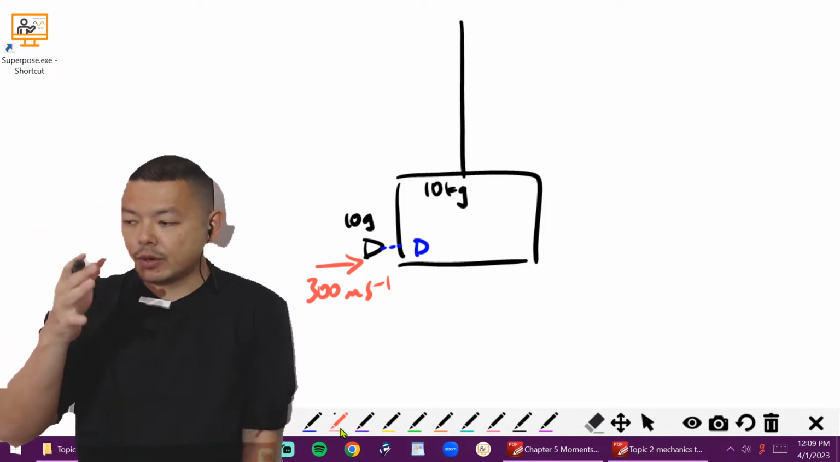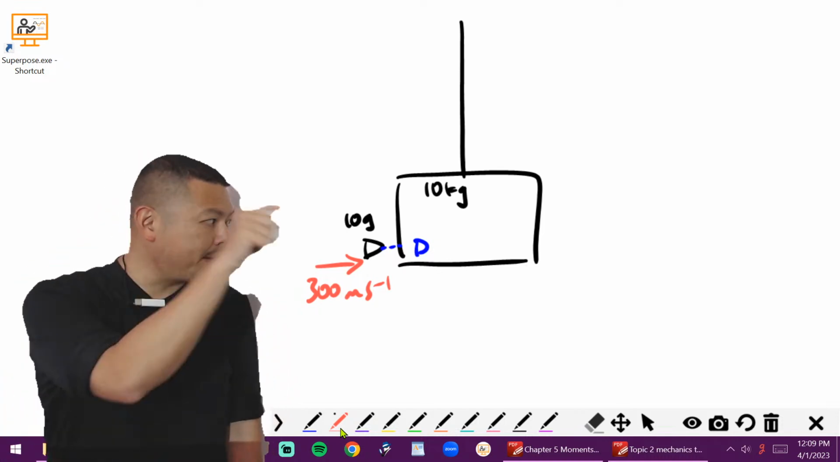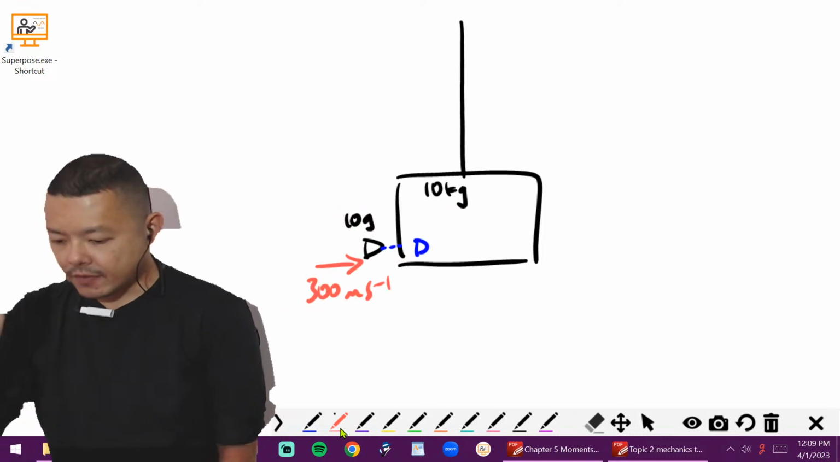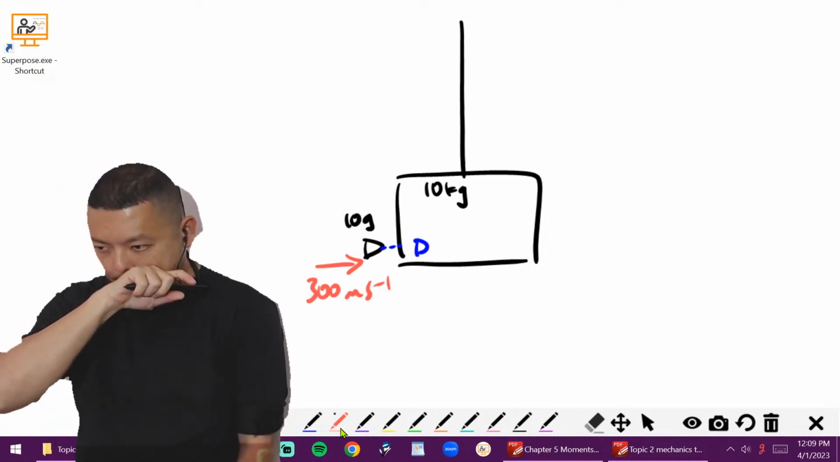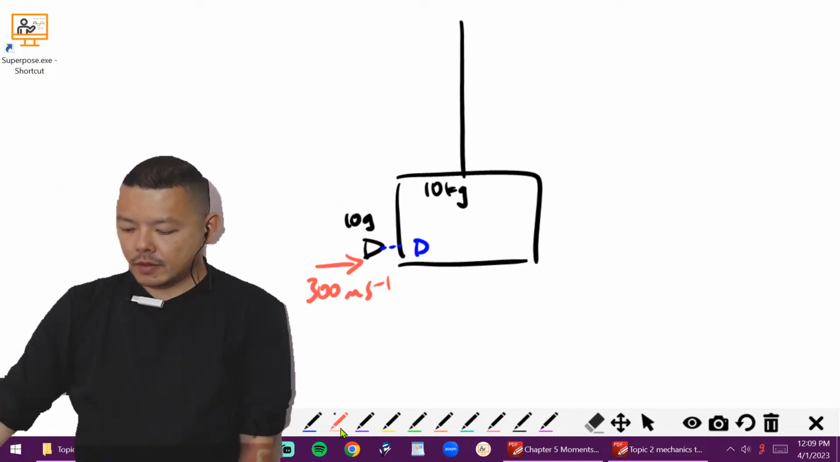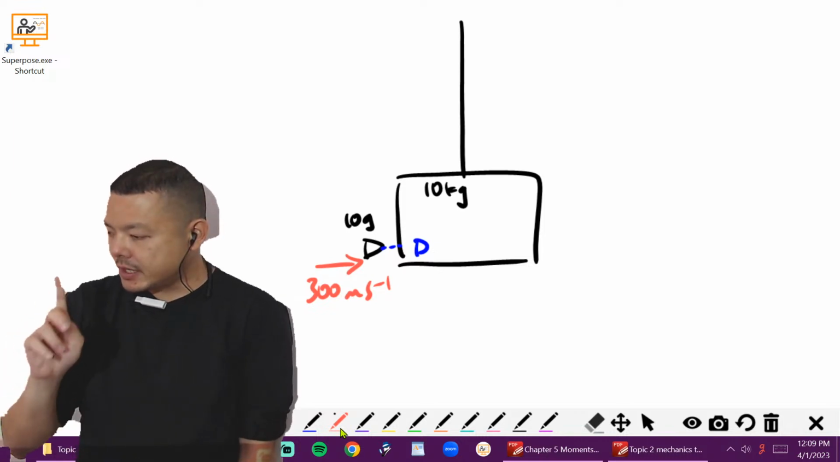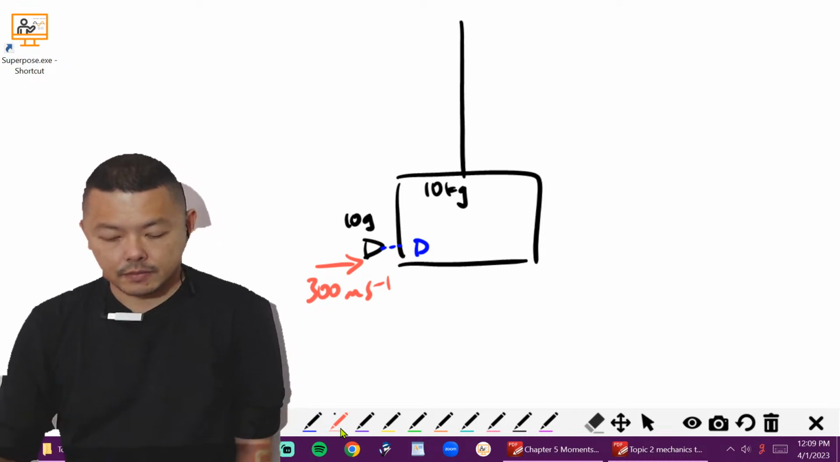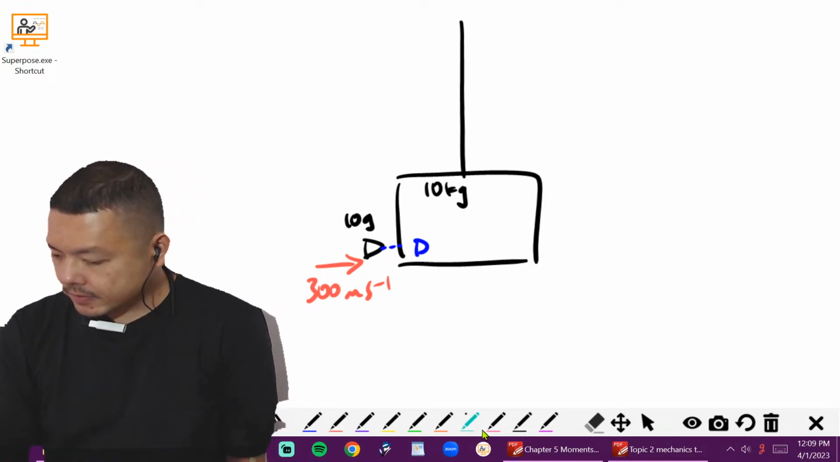That means you have to understand that the bullet must impact the wooden block first, then the two of them will move together. So what's the final speed after impact? Okay, number one, let me ask you this, guys. Does the bullet have KE?